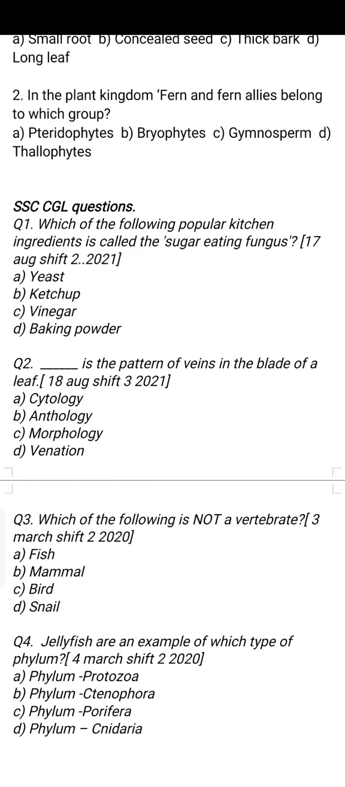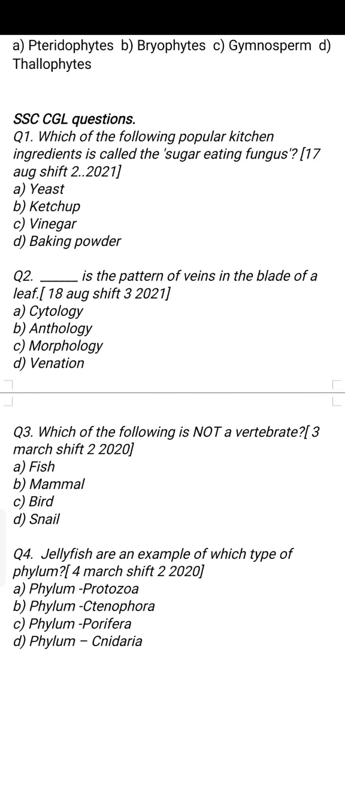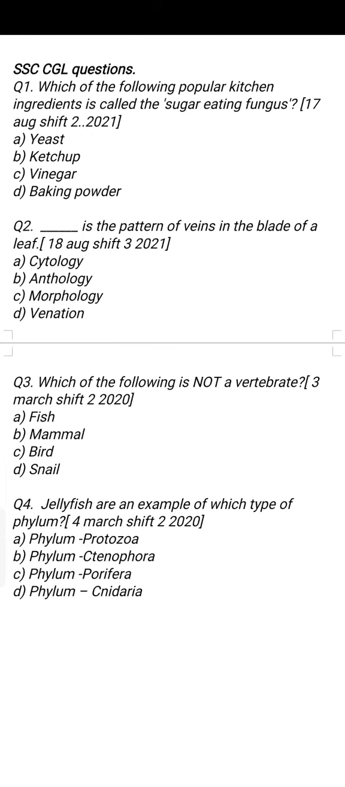And fungi, the group fungus, are known for feeding on dead and decaying organic matter. Another popular example in the fungus group is the mushroom, which is also a good wood decomposer. As they feed on wood, that is why most mushrooms grow on wood. Question number 2: dash is the pattern of veins in the blade of a leaf. If you have done the introduction of the taxonomy portion, you will be able to answer this question also easily.